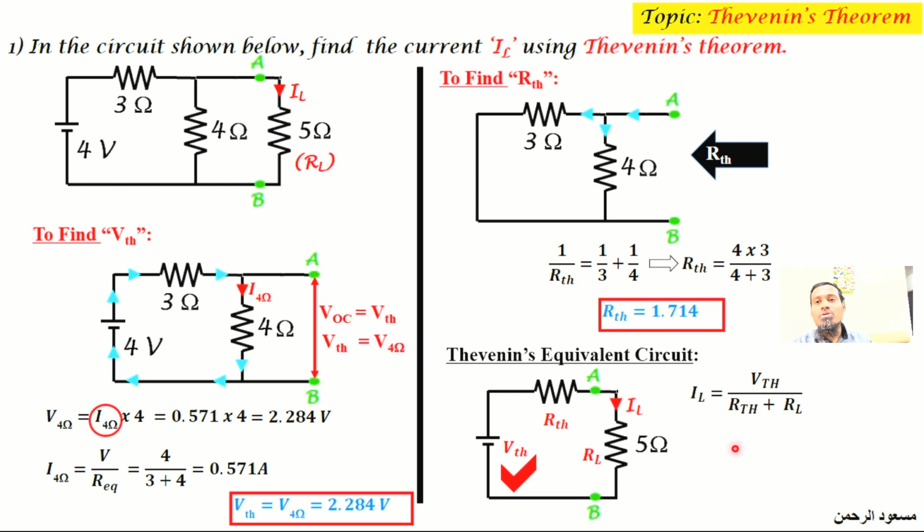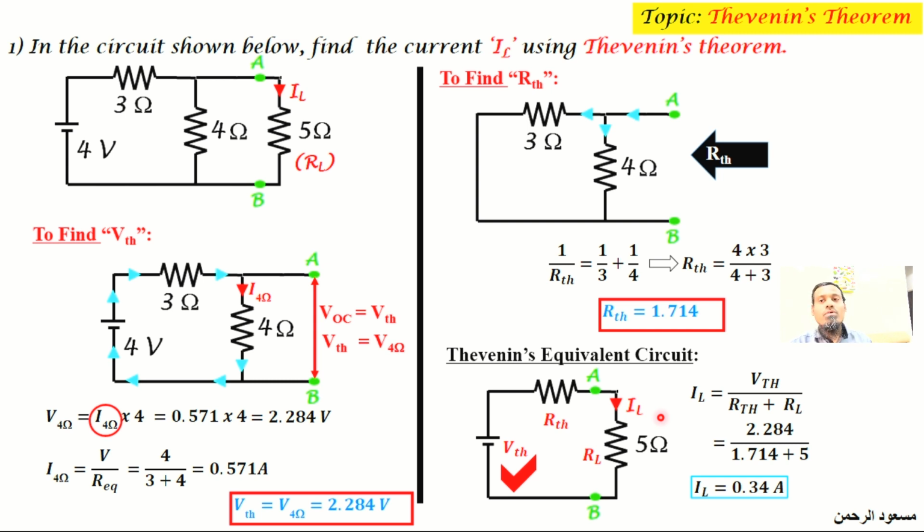Now all the values you have already calculated, and you can substitute the values. You can compute the IL value to be 0.34 amps. So this is how you have to use the Thevenin theorem to solve any particular electric network. So now we have finished the solution of this sample network.